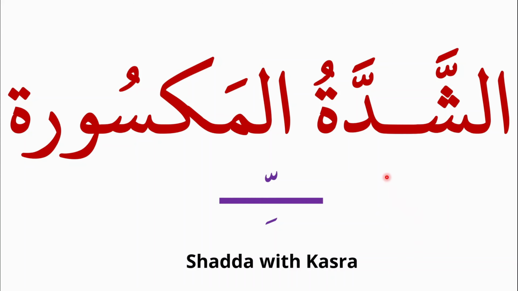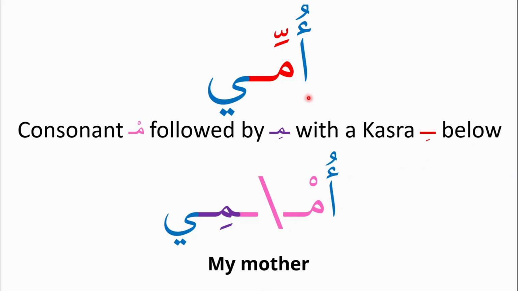The last type of شدة is الشدة المكسورة. I mean شدة with كسرة. Here the شدة will be above the letter, but the كسرة will be below the letter, or it can be under the شدة directly. Let's have some examples. The first example is أمي, which means my mother. The letter ميم has شدة and there is كسرة below. So it's telling us this is شدة مكسورة.